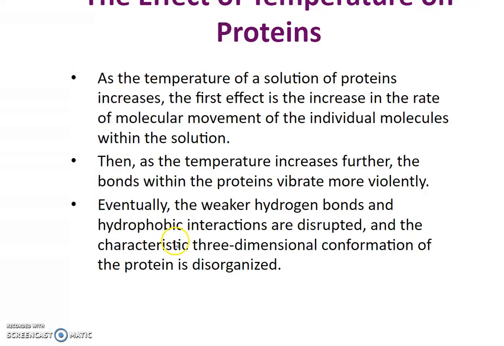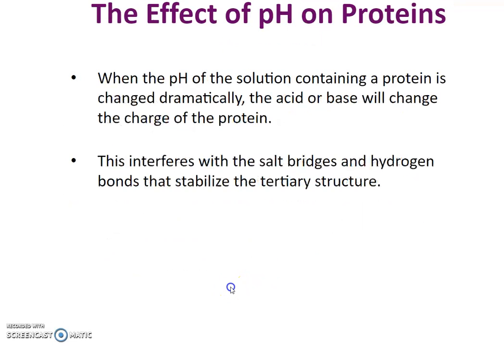So the effect of temperature is primarily the one that we think of as causing the biggest problems for us. As the temperature increases, the first effect is to increase the rate of molecular movement, so it makes the molecules move faster. The bonds within the proteins vibrate more violently, and eventually, if the temperature gets high enough, the weaker hydrogen bonds and the hydrophobic interactions are disrupted, meaning you break those bonds. And then you lose the three-dimensional conformation, and the protein becomes disorganized.